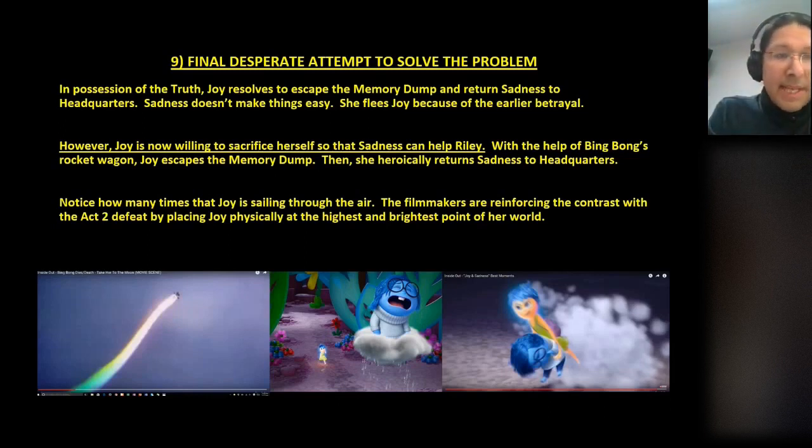Notice how many times, if you've seen this movie, notice how many times that Joy is sailing through the air. The filmmakers are reinforcing the contrast with the Act 2 defeat by placing Joy physically at the highest and brightest part of her world. Contrast, contrast, contrast.